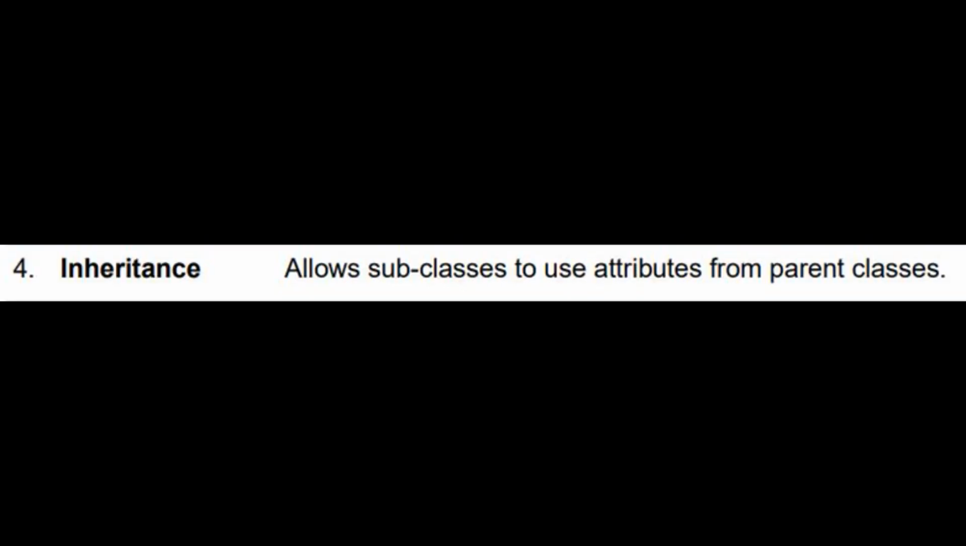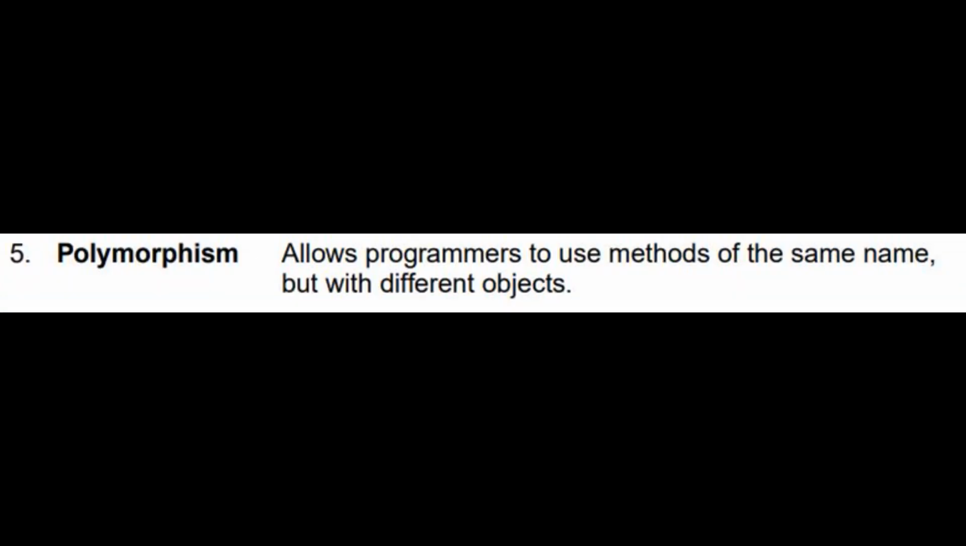Abstraction. The process of picking out, abstracting, common features of objects and procedures. Inheritance. Inheritance allows subclasses to use attributes from parent classes. Polymorphism allows programmers to use methods of the same name but with different objects.